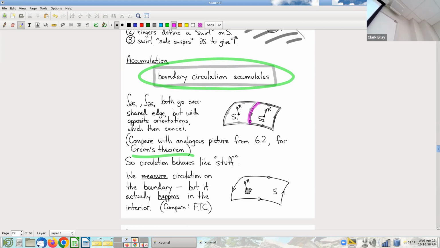In fact, I think this is kind of funny. If you were to draw on a piece of paper an argument for why boundary circulation accumulates in the two-dimensional context, if you then picked that piece of paper up and did like this, well, now you have a three-dimensional model of why Stokes's theorem works, right? Or why boundary circulation accumulates in three dimensions, which ultimately is why Stokes's theorem works. So it's really the same argument. Okay.